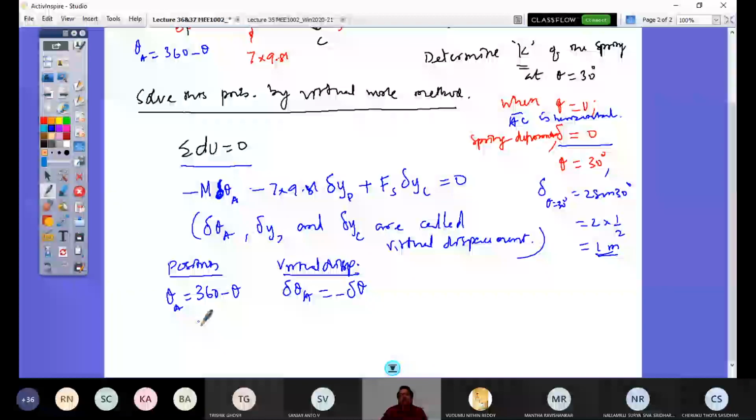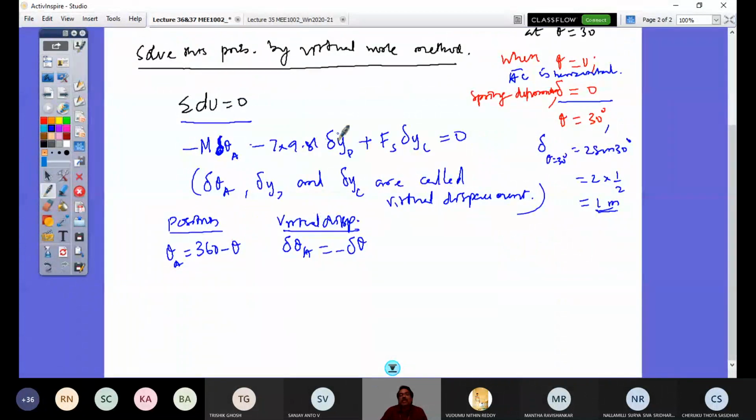Similarly, what is the position of YD? Delta YD is the virtual displacement. So YD is the position: a linear position, the Y coordinate with respect to point A. If I consider the entire length of the bar as L, it is L by 2 sine theta, dictated by angle theta there. And this position coordinate is in the negative direction, so minus L by 2 sine theta.